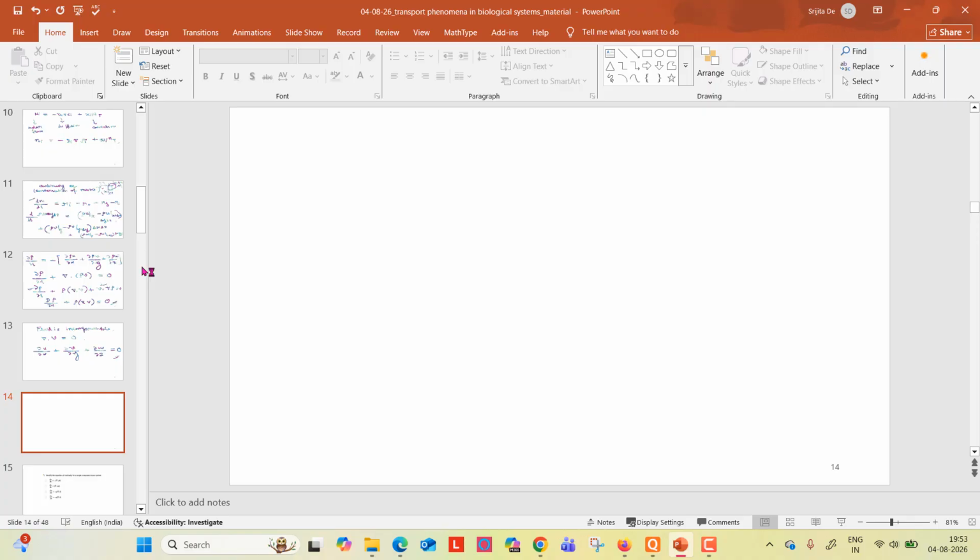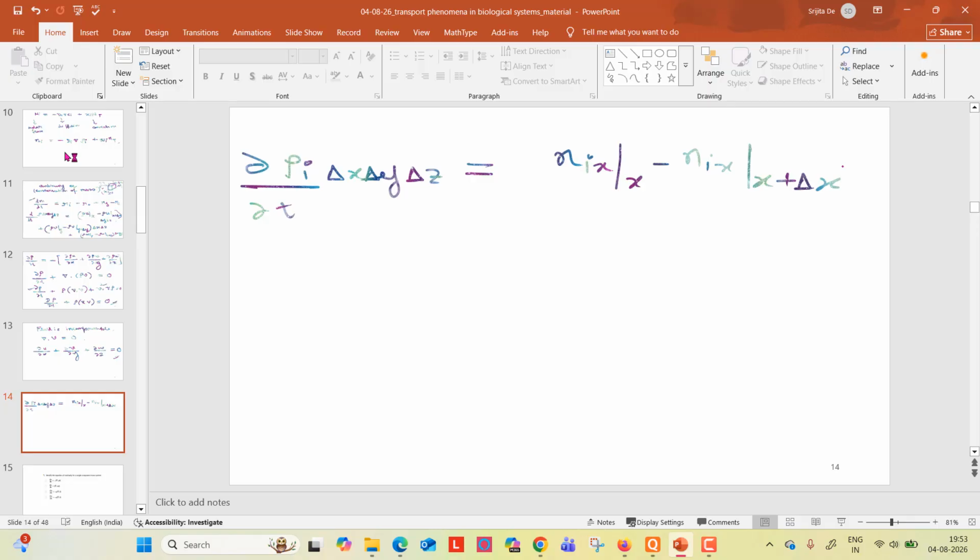Similarly, dm dt will be similar, del rho i del t into delta x, delta y, delta z, right? Equals to the net input, and we are now defining it with respect to the mass flux, right? It is N i x at x minus N i x at x plus delta x. So earlier we defined it with rho into u because we were mostly focusing on the fluid mechanics part or fluid property part. So we had to take the rho u there. Velocity and density are very important.